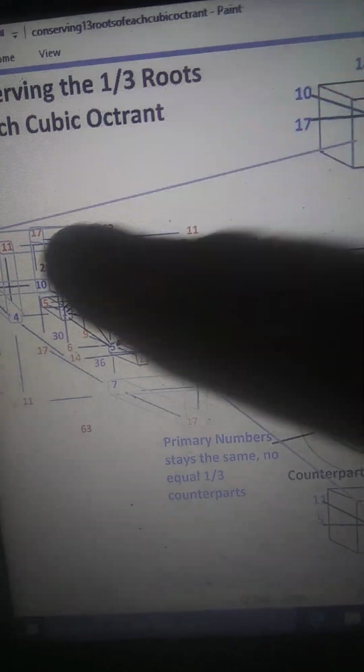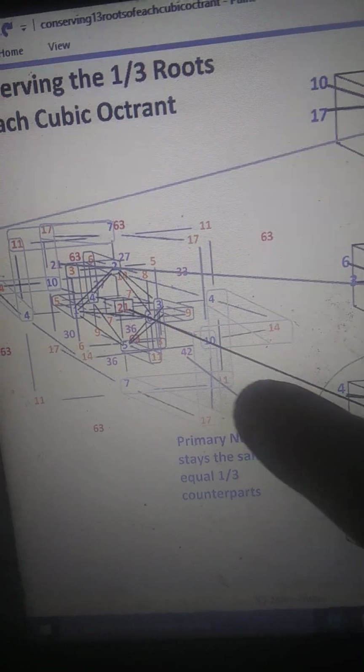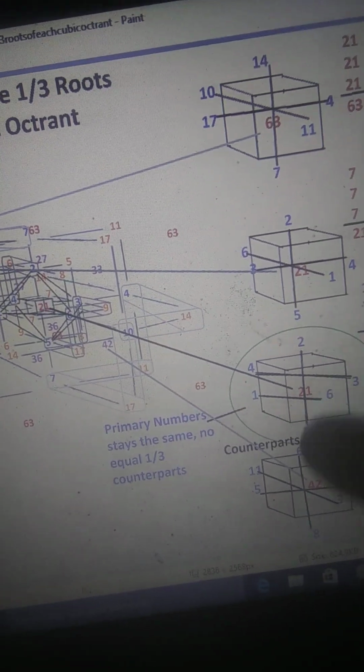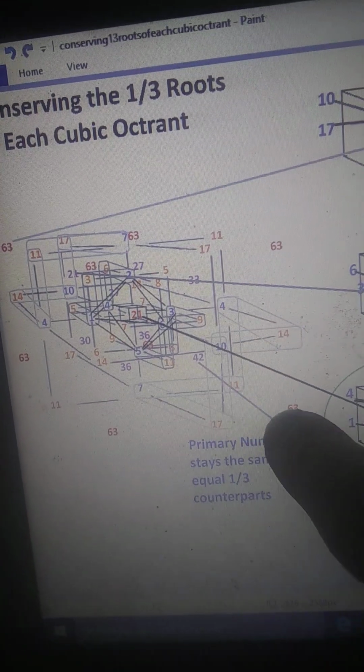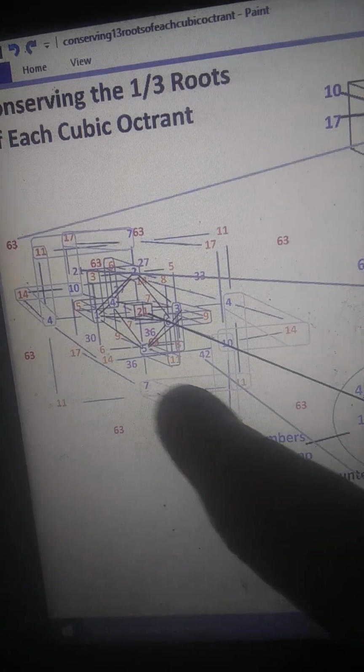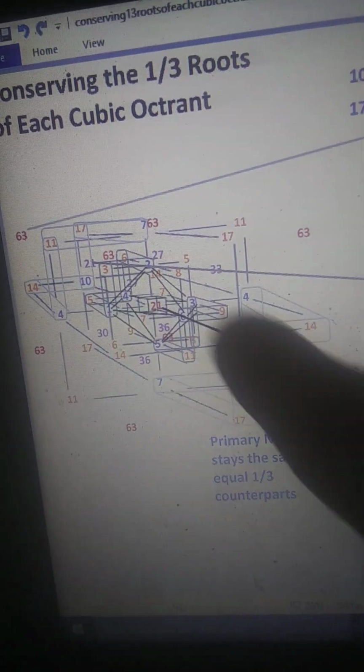This is only showing one spatial diagonal. There are actually five main cubic octrants to each spatial diagonal going across. But one is redundant, the one down here, because that's the one up here. These are cubic octrants of the spatial diagonal. This is one of four spatial diagonals: 1, 2, 3, 4. Four spatial diagonals going through the cube.